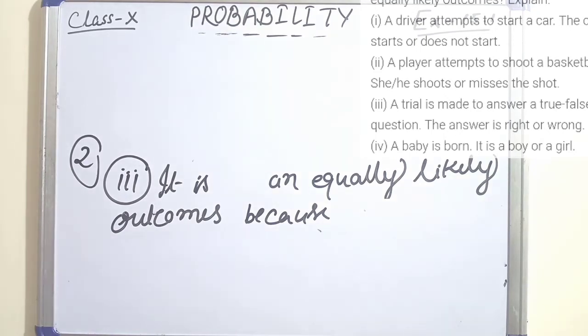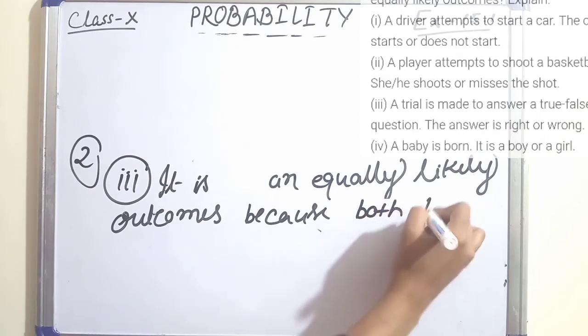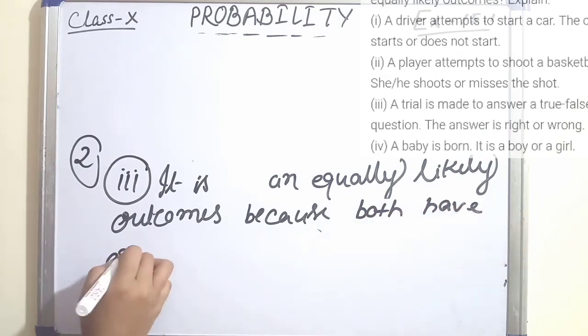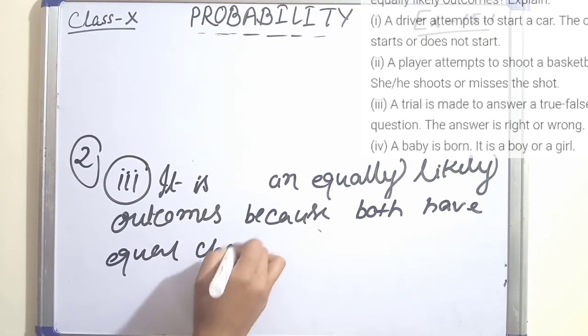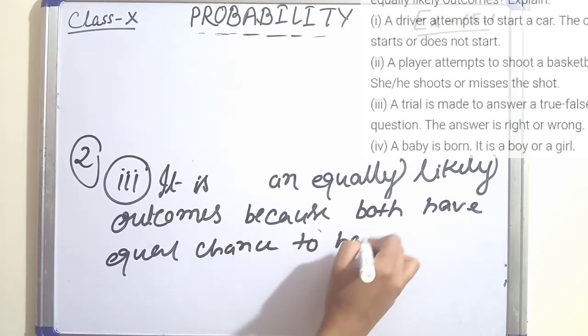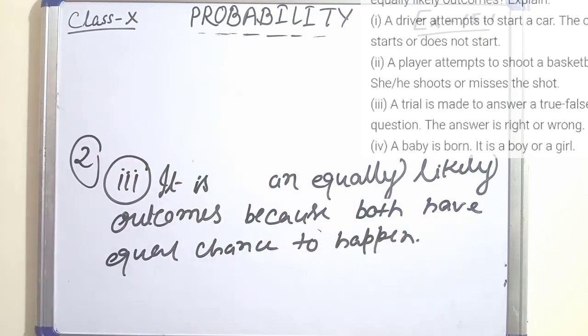It is an equally likely outcome because both have equal chance to happen. Next, 4. So it is also an equally likely outcome. At first, read question number 4: a baby is born, it is a boy or a girl. So of course it is an equally likely outcome.